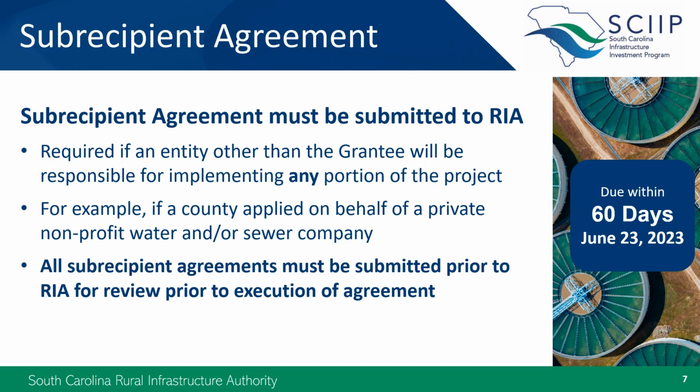Subrecipients include governmental or not-for-profit water and/or sewer organizations. There is an agreement sample in the project management procedures. It can also be found on our website on the Forms and Documents page under Resources. It is important to use this document to clearly establish the roles and responsibilities of each party. Some of the language included in the agreement requires compliance with federal and state requirements to pass through from the grantee to the subrecipient.